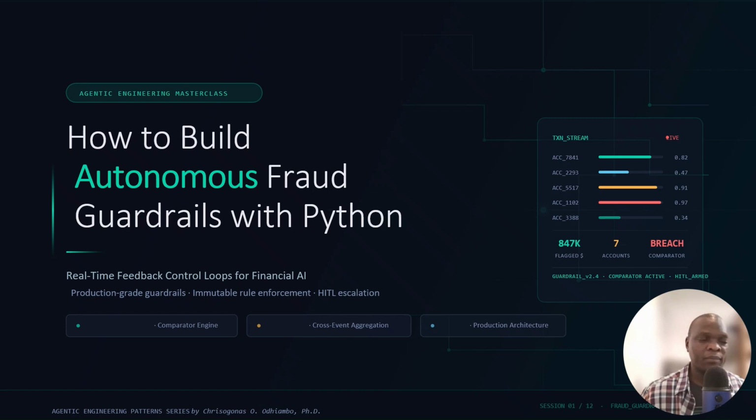It's essential that these architectures integrate immutable rule enforcement and real-time feedback loops to stay ahead of sophisticated adversarial tactics. The cost of false positives and undetected fraud is simply too high in fintech, so building these guardrails isn't optional. It's the foundation of secure AI.